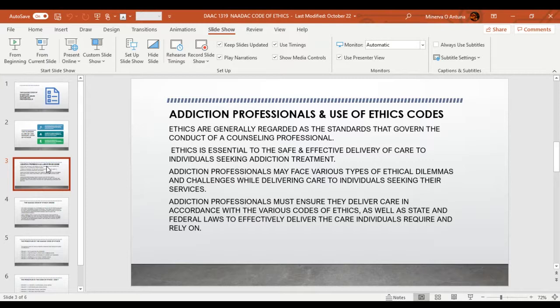Counselors who have successfully dealt with addictive disorders in their own lives can often relate to their clients with profound understanding, empathy, and clarity. However, there's also the danger of being overly devoted to a treatment approach that worked for you personally and that you found successful, and you feel that is the answer for everyone. So addiction professionals may face various types of ethical dilemmas and challenges while delivering care to individuals seeking their services.